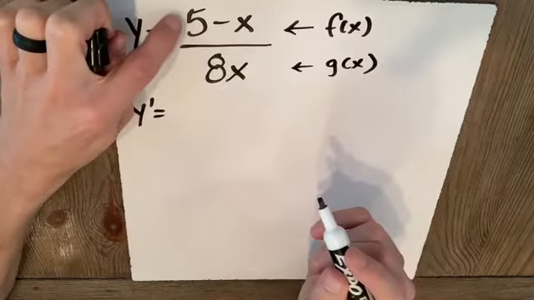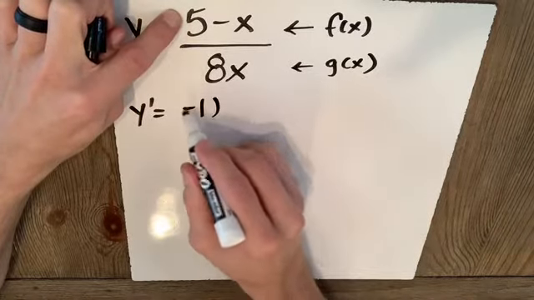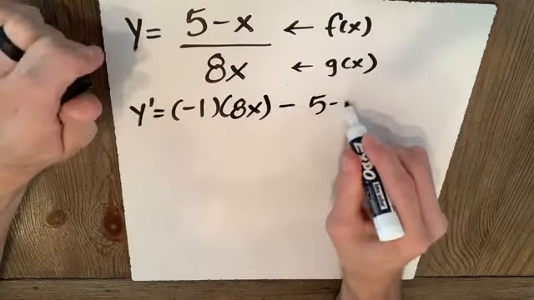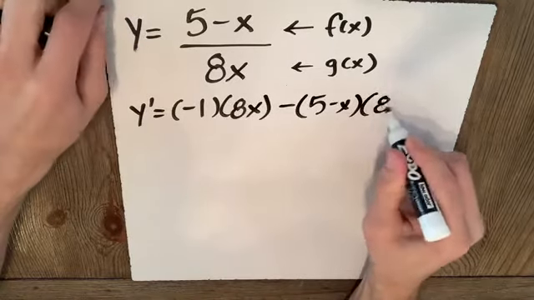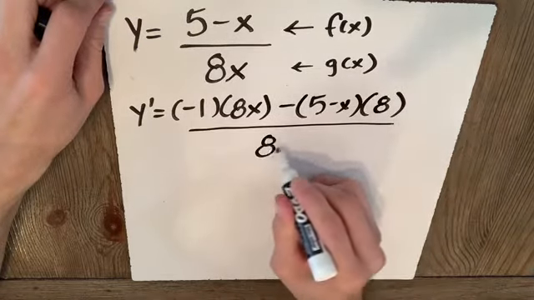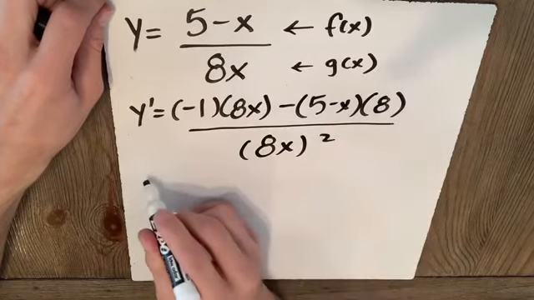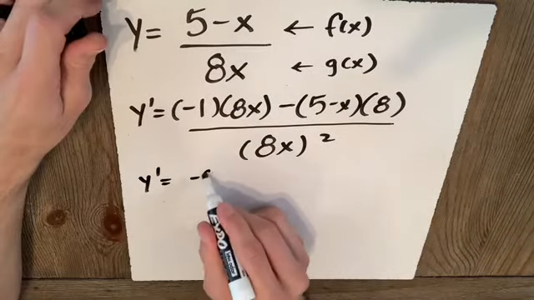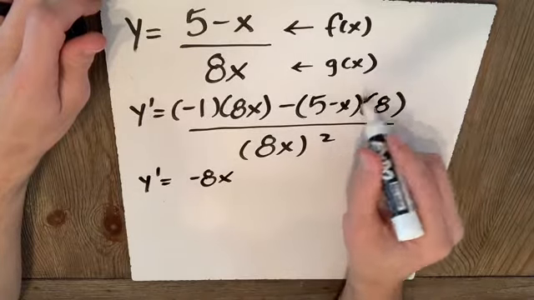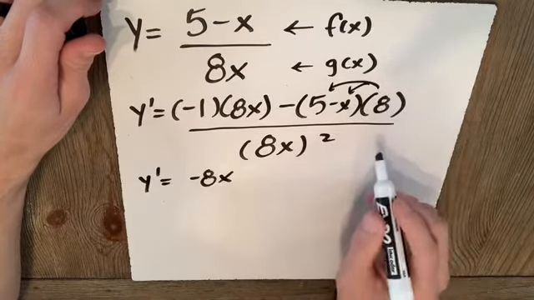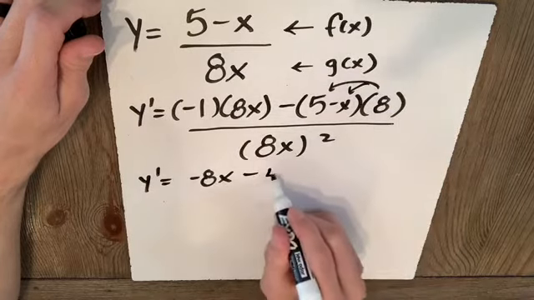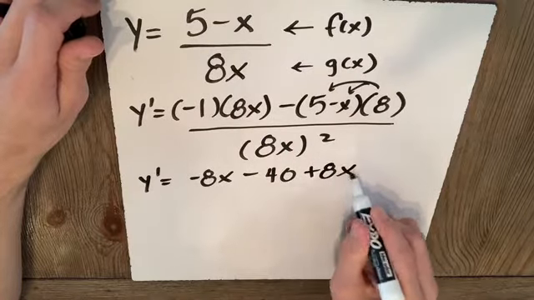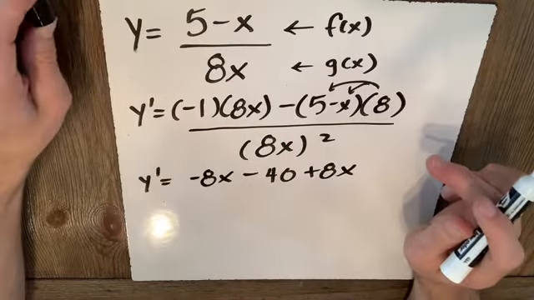So our derivative will be the derivative of the numerator, negative 1, using the power rule, times the denominator, minus 5 minus x, which is the numerator, times the derivative of the denominator, over the denominator squared. So our derivative here will be negative 8x. If I distribute this 8 to both of them and then change the sign, so I'll have 40 with a minus 40, and negative 8x, and I change the sign, will give us positive 8x. So essentially, what I'm distributing to both of them is negative 8.